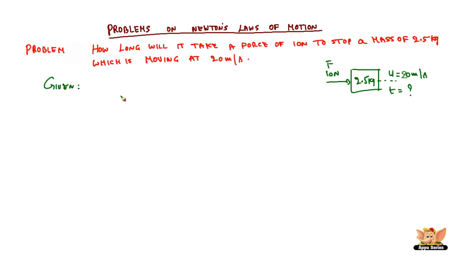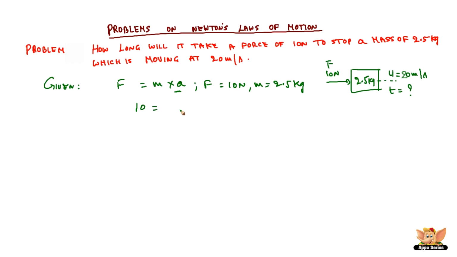So let us apply Newton's second law of motion. F is equal to m into a, because we have here F as 10 Newton and m is 2.5 kg, and we will find what is the acceleration. Why do we find the acceleration? If we find the acceleration, we can find the time taken.